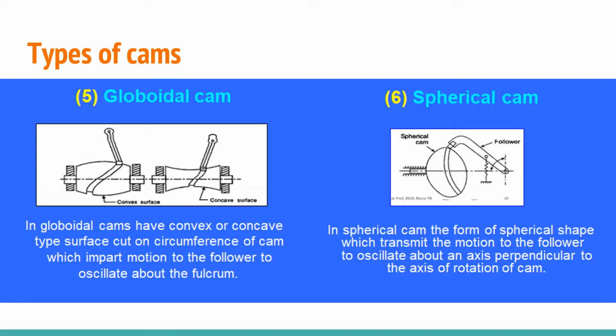The next are the globoidal and spherical cams. The globoidal cam has a concave or convex type of surface cut on the circumference of the cam, which imparts motion to the follower to oscillate about the fulcrum. In the case of the spherical cam, the cam has a spherical shape which transmits the motion to the follower to oscillate in an axis which is perpendicular to the rotation of the cam.